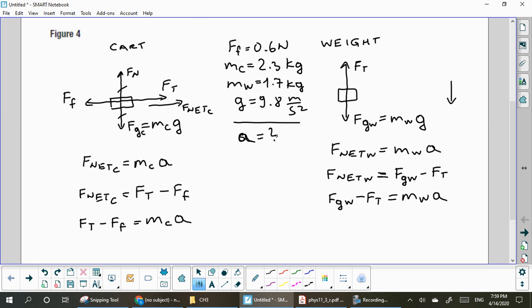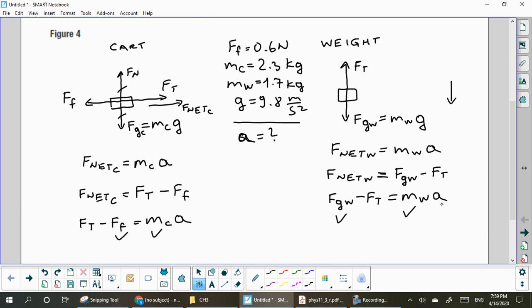All right, so if I do a quick checklist. Okay, I don't know what the tension is for the cart. I do know what the force of friction is, so check that off. And I do know what the mass of the cart is. Good. I don't know what the acceleration is. That's what we're looking for. Then I'm going to the weight. I do know what the FGW is going to be because if you remember, the FGW is actually equal to the mass of the weight times the acceleration due to gravity. So I can calculate that. That's actually pretty easy. So I have that. I don't have the tension. I do have the mass of the weight, and I don't have the acceleration.